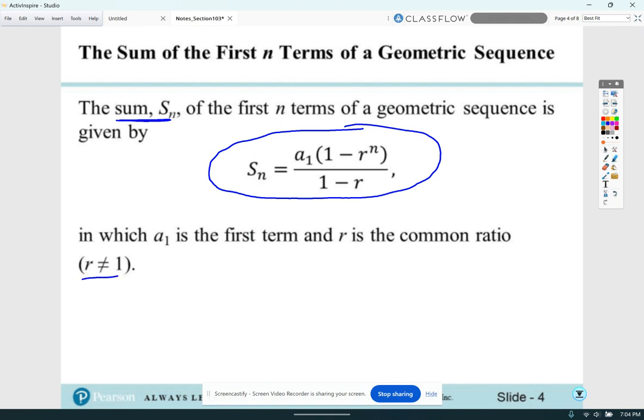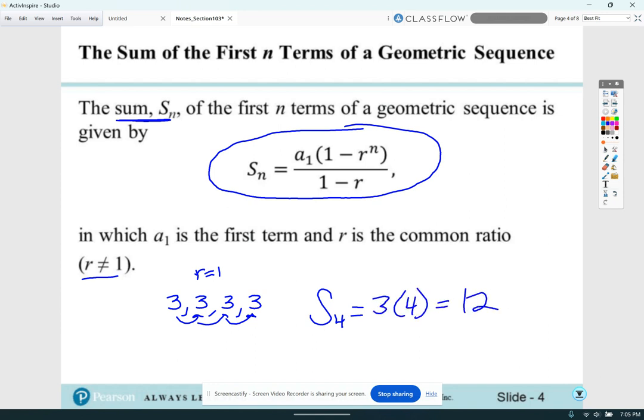It doesn't really make sense in a geometric sequence for r to be 1 anyway, because say we started with the first term 3 and r was equal to 1. That means the second term would also be 3, and the third term and the fourth term would also be 3, because we're multiplying by 1 each time. It doesn't make sense to use a formula to find the sum of those. If I said find the sum of the first 4 of those terms, I don't need this formula. I would just take 3 times 4, which is 12. So that's why they're including this note here.